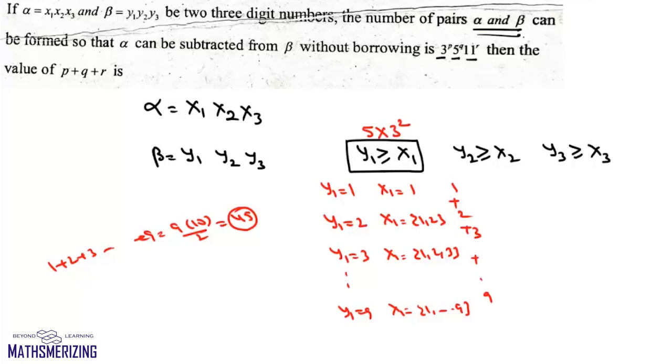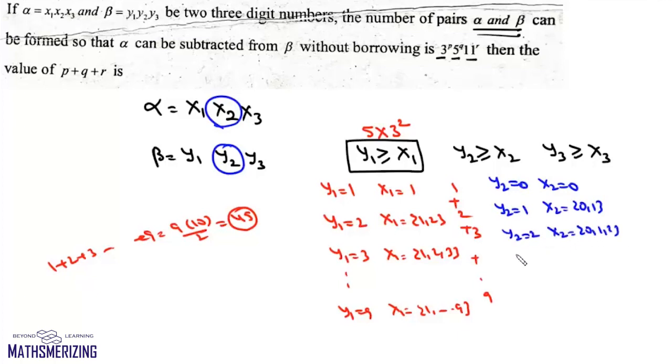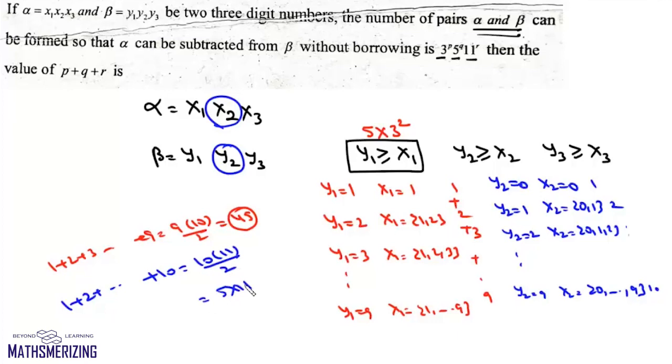Now for the second place, x2 and y2 can be 0. If y2 is 0, then x2 must be 0. If y2 is 1, then x2 can take the values 0 and 1. For y2 equals 2, x2 can be 0, 1 and 2. And for y2 equals 9, x2 can take the values from 0 to 9. So this is 1 plus 2 plus 3 up to 10. So the number of total possibilities is the sum of the first 10 natural numbers. So it will be 10 into 11 by 2, which is 5 into 11. So for this second one, it will be 5 into 11 ways.